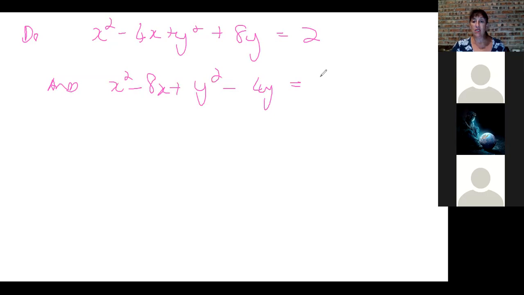Okay, do these two graphs intersect or overlap, or do they not intersect at all? Or do they just touch each other? Okay, so the question will be, do they overlap? Do they touch each other and not intersect?